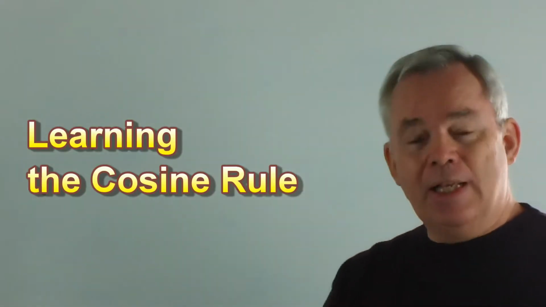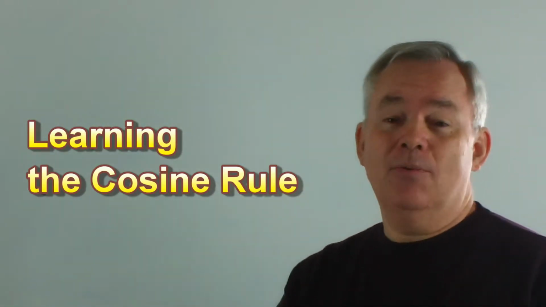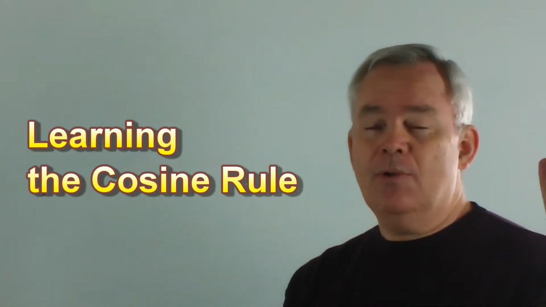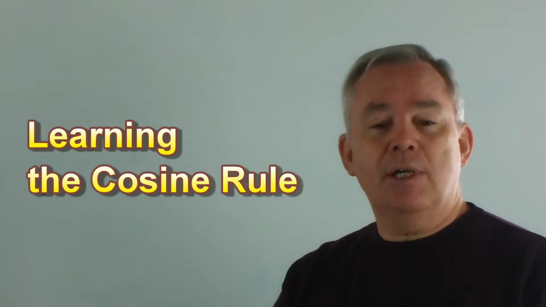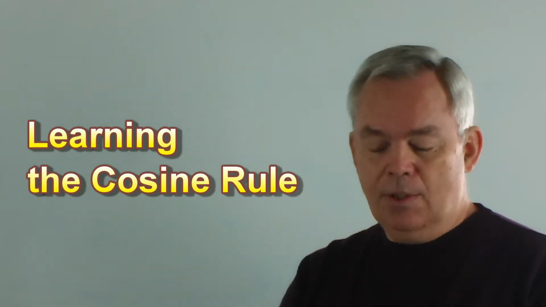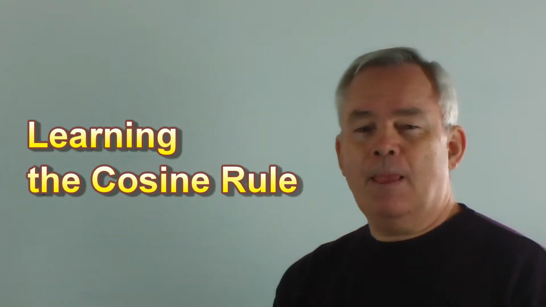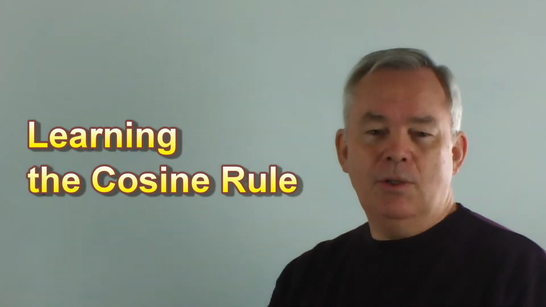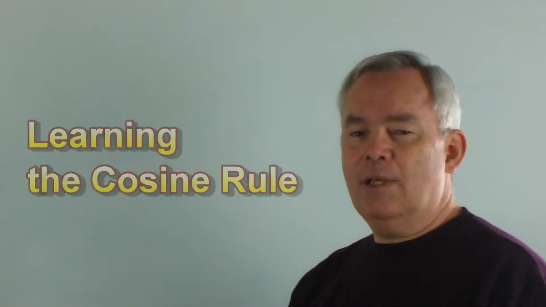When we're learning to study triangles that do not contain a right angle, there are three formulae we need to know, three trigonometric formulae. The first is the sine rule, second is the cosine rule, and the third is the area rule. In this video, we're going to learn how to memorise and learn and use the cosine rule effectively.